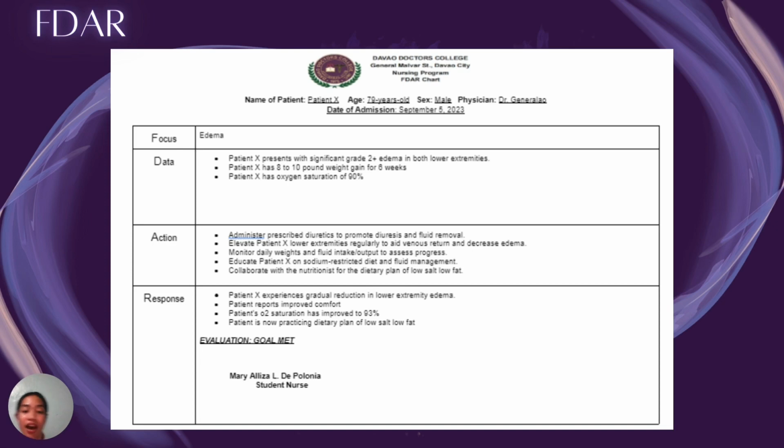So after 8 hours of care, we have the response. The patient experiences a gradual reduction in lower extremity edema. The patient reports an improved comfort. The patient also has improved O2 saturation of 93%, which is not on the normal level, but it has improved. Next, the patient is now practicing a dietary plan of low salt, low fat diet to reduce swelling or to reduce pulmonary edema. So overall, the evaluation is goal met. So that would be all for my FDAR.